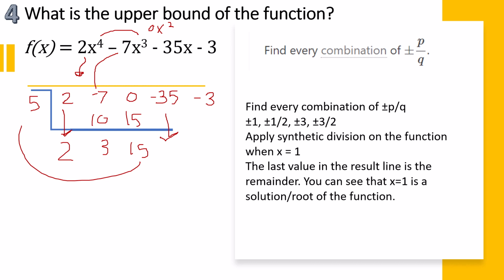Oh, yes, I do have mine. Here it is. It's always good to use your calculator. So 5 times 15 is equal to 75. 75 take away 35 is equal to 40. So put that 40 down here. And then 5 times 40 is 200. And when we add that to the negative 3, we do get a positive. So this is going to be our upper bound of the function.